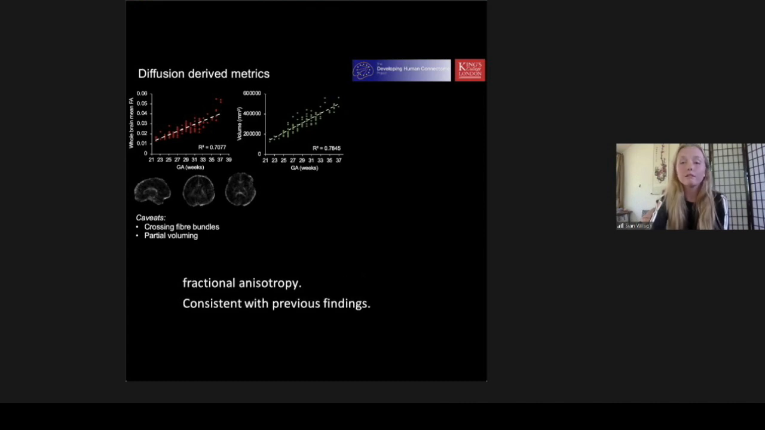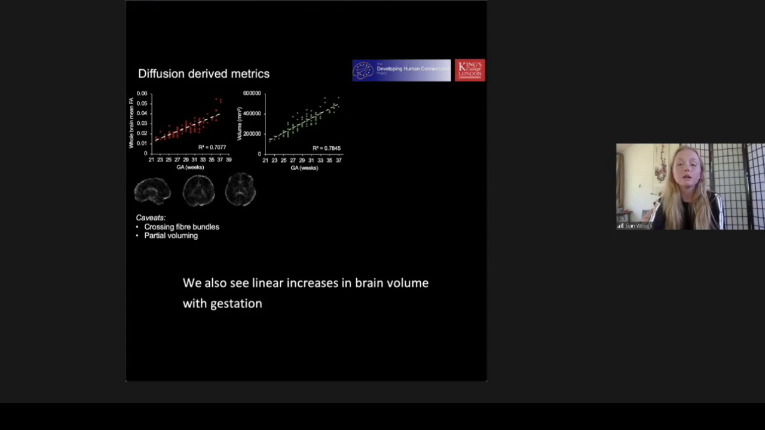We also see linear increases in brain volume with gestational age, verifying that our data are typical of the fetal period. The results I'll reveal shortly show how our tract-specific trends are noticeably different to these changes in brain volume and whole brain FA. However, there are some important caveats to remember with this model. Those are the inability to discern crossing fibre bundles and the partial voluming effects when a single voxel contains multiple tissue types. Both of these can affect FA values.